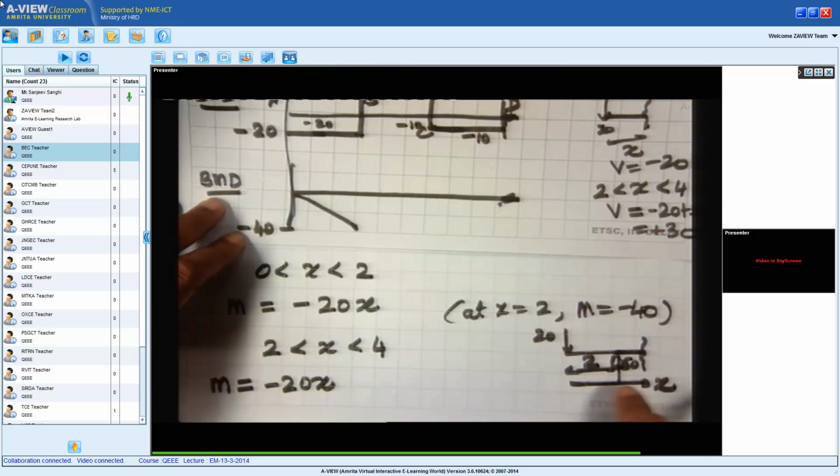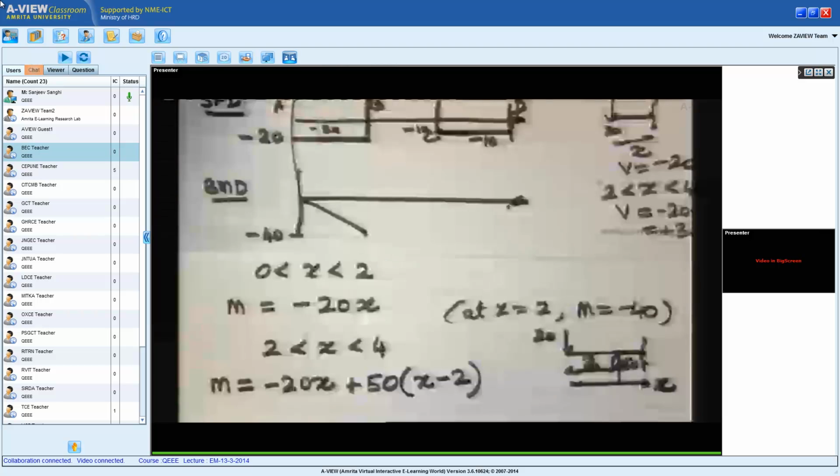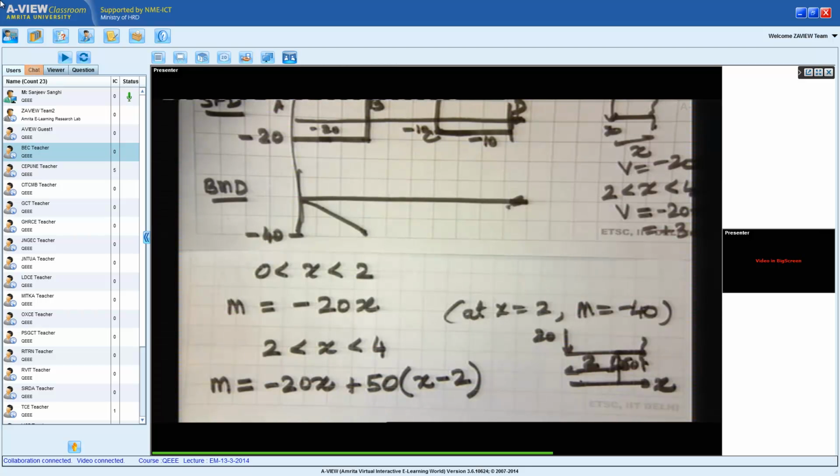Now, what is the contribution of 50? Because now in this second part, an extra portion of 50 has come. First of all, 50 is positive. So I'll have plus 50 times the distance between the cut section and 50. Now this total distance is x. This distance is 2. So it will become plus 50 times x minus 2. And this is what will continue in the bending moment diagram till we reach a value of 4.